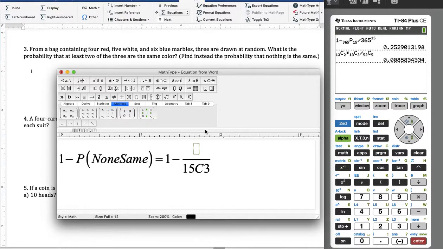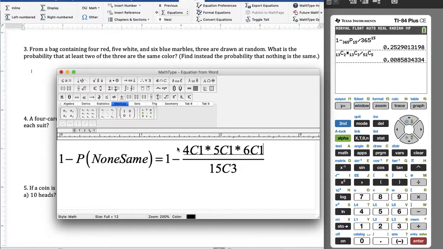It does not matter if we grab a blue marble first, if we grab a red marble first, if we grab a white marble first. We're just grabbing 3 marbles. Order does not matter. Up top, what do we want? Well, we want 1 of each. There are 4 red marbles, we want any one of them. And there are 5 white marbles, we want any one of them. And there are 6 blue marbles, we want any one of them.